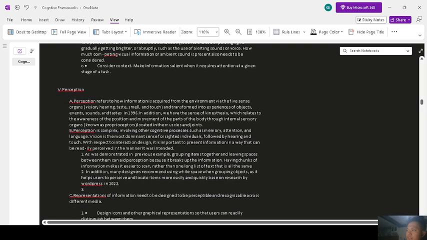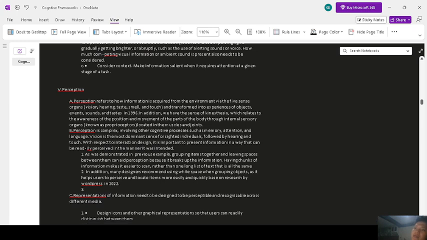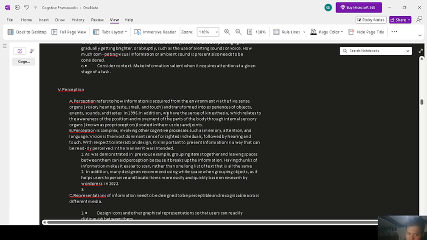So again, the important thing is the context, because it goes back to being clear in your goal, and the information in the environment supports you to achieve that goal. Perception. This is important, again, which was discussed in the previous video. Perception refers to how information is acquired from the environment via the five sense organs: vision, hearing, taste, smell, and touch, and transformed into experiences of objects, events, sounds, and tastes.